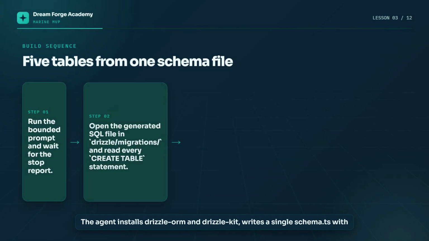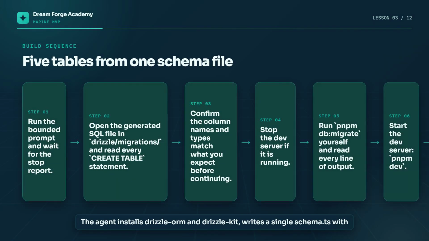The agent installs Drizzle ORM and DrizzleKit, writes a single schema.ts with 5 tables, configures the drizzle.config.ts, and runs db:generate. It stops before db:migrate and prints the SQL. Your job is to read that SQL before you run anything.